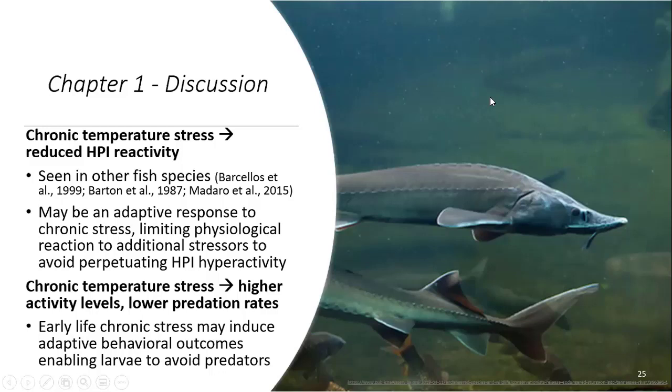And along with that, I saw that chronic high temperature stress resulted in higher activity levels and lower predation rates. So there was a behavioral change, and that behavioral change seems to be adaptive because it's helping larvae avoid crayfish predators. So this is an adaptive behavioral response to stress, at least during the short-term context of predation during the larval stage.